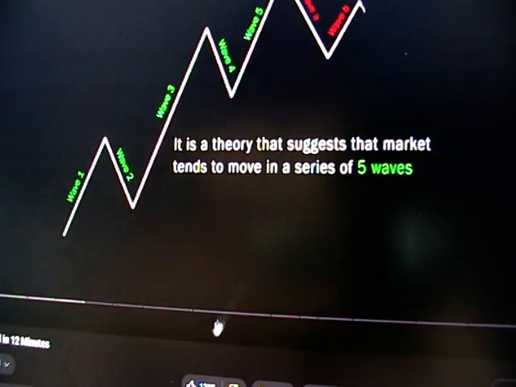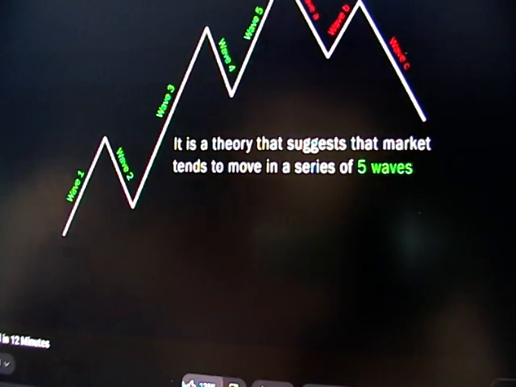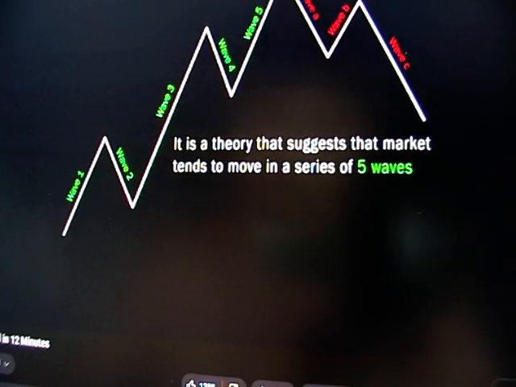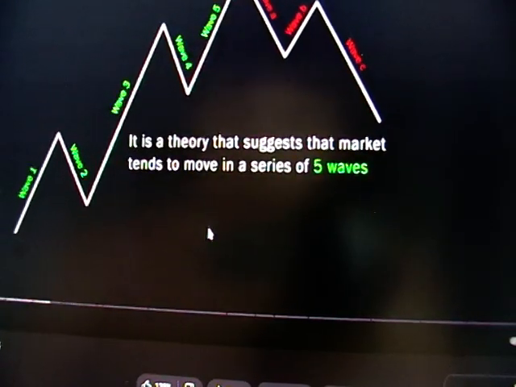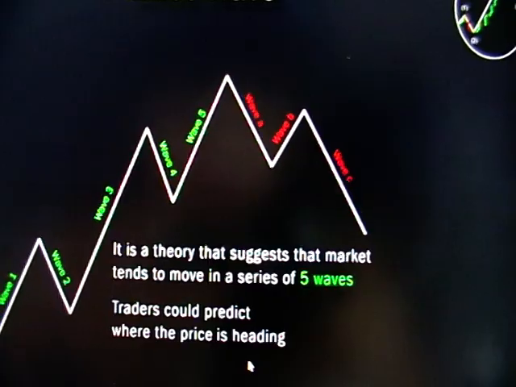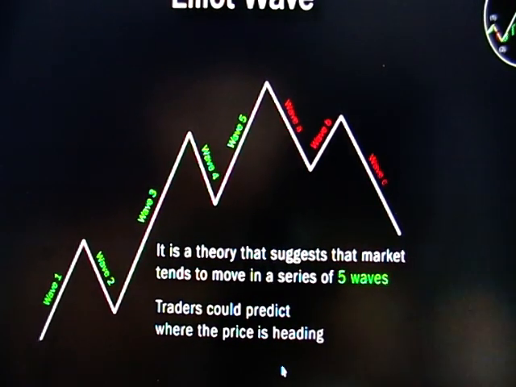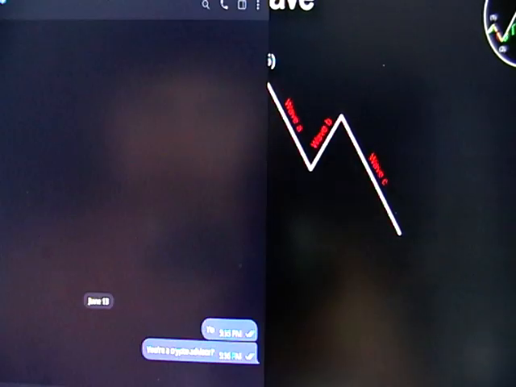Okay. That market tends to move in a series of 5 waves before reversing and forming another set of waves in the opposite direction. By understanding the Elliott wave sequence, traders can predict where the price is heading by following the pattern. In a chart, we can label each point of the waves as 1, 2, 3, 4, 5, and ABC.